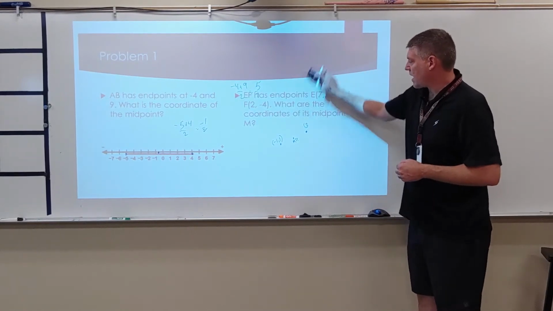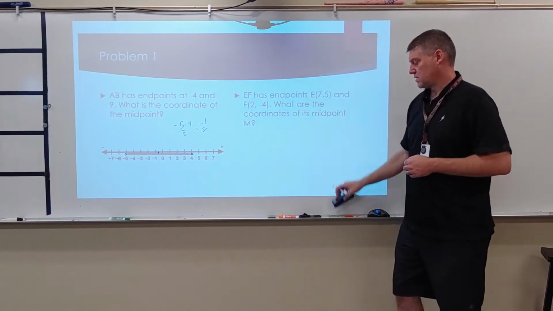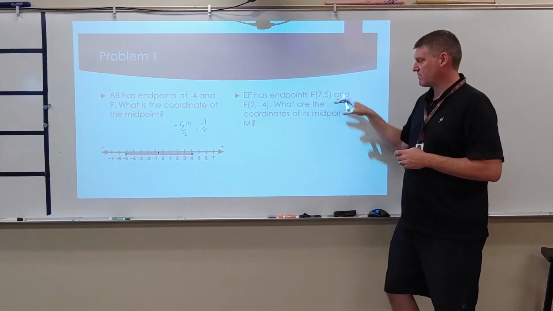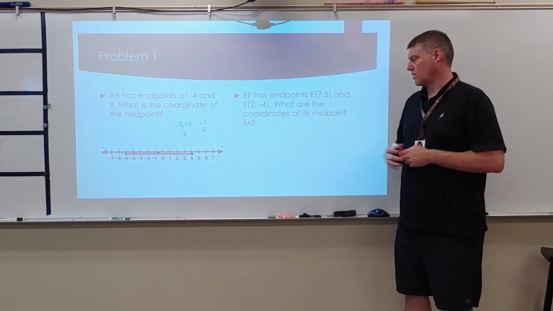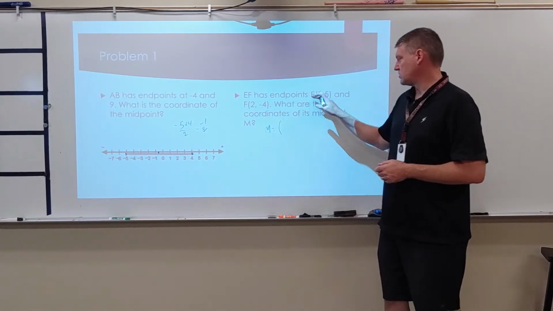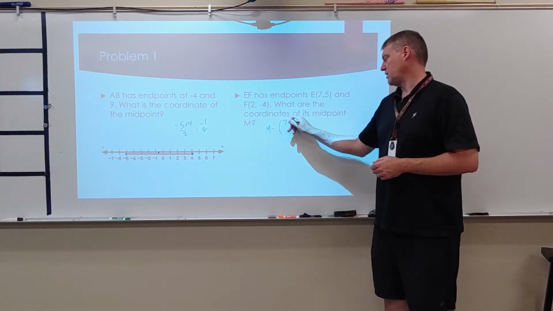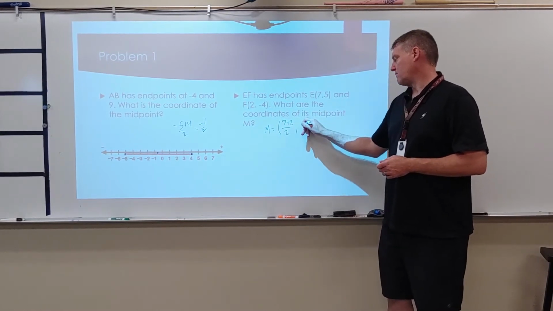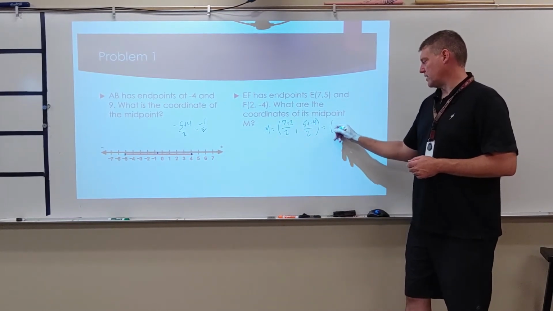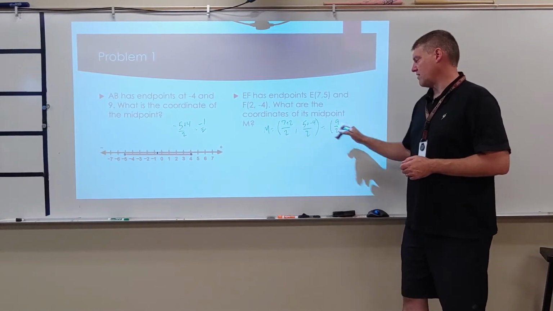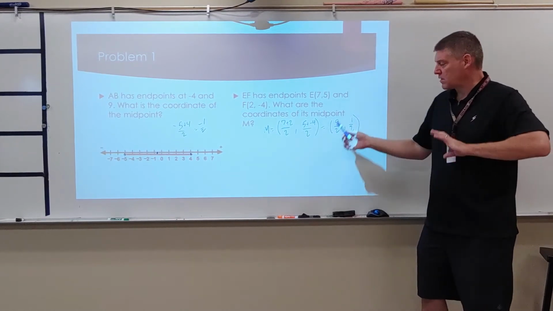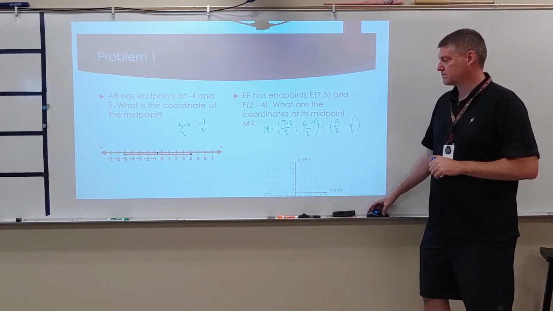Okay. And now we have two coordinates. So if EF has endpoints, E is 7, 5, and F is 2, -4. What are the coordinates of the midpoint M? So M equals, what I'm going to do is add my x's together, 7 plus 2 over 2, comma, 5 plus -4 over 2. 7 plus 2 is 9 over 2. 5 plus a -4 is 1 over 2. I'm personally going to leave them in fraction form. You can put those in decimal form if you want.